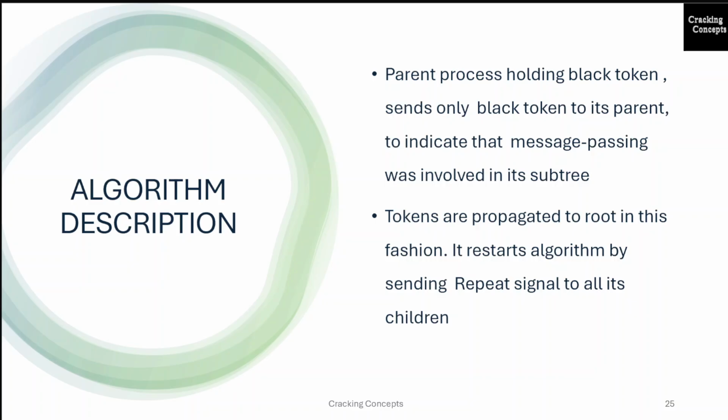A parent process holding the black token from one of its children sends only a black token to its parent to indicate that a message passing was involved in its subtree. Tokens are propagated to the root in this fashion. The root, upon receiving a black token, will know that a process in the tree had sent a message to some other process. Hence, it restarts the algorithm by sending a repeat signal to all its children.